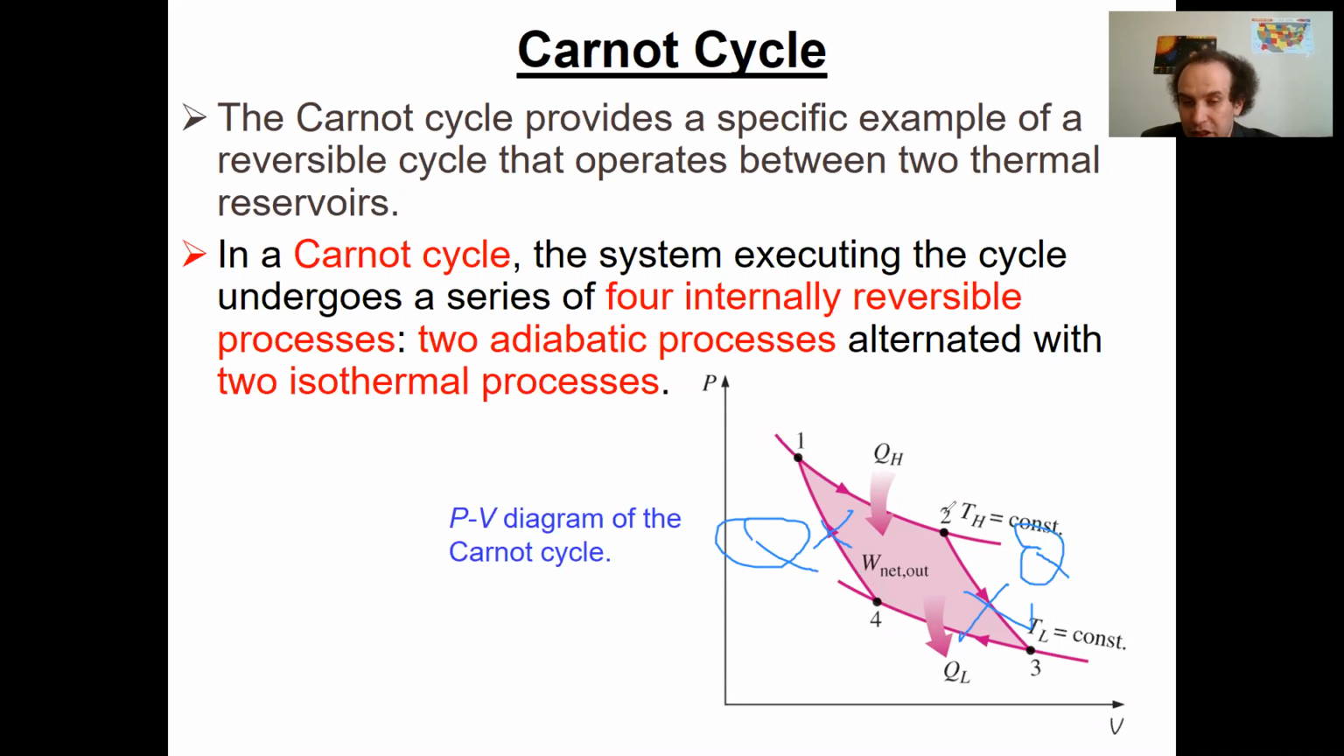Isothermal expansion, adiabatic expansion. In 1, 2 and 2, 3, work is positive. It's done by the system. It is released. Do you understand? 3, 4 and 4, 1 will be compression, so work will be done on the system.